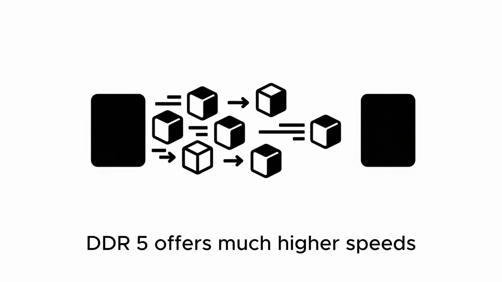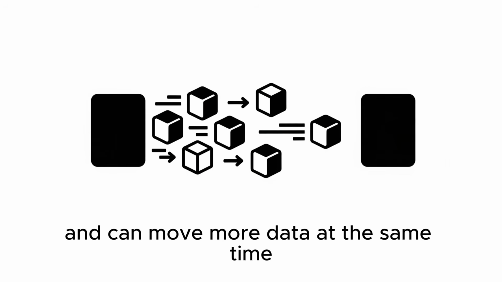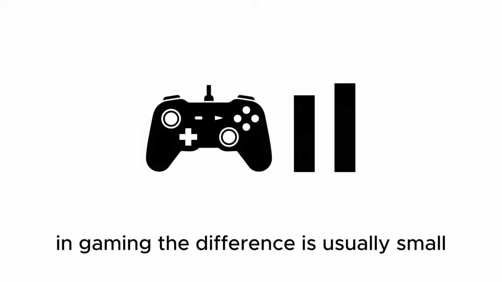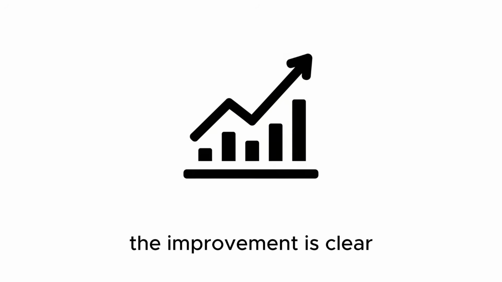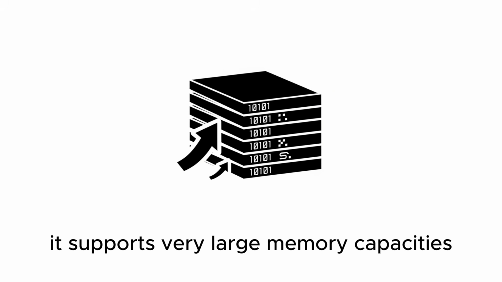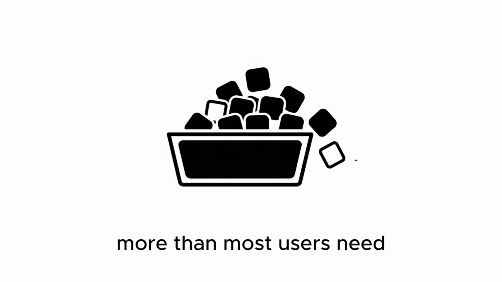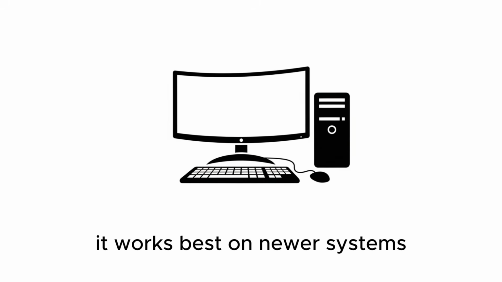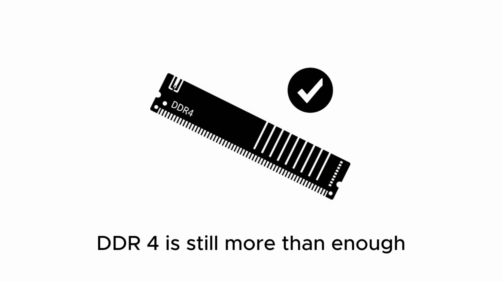DDR5 offers much higher speeds and can move more data at the same time. This improves demanding tasks. In gaming, the difference is usually small, but in editing and rendering the improvement is clear. It supports very large memory capacities, more than most users need. It works best on newer systems. In many cases, DDR4 is still more than enough.